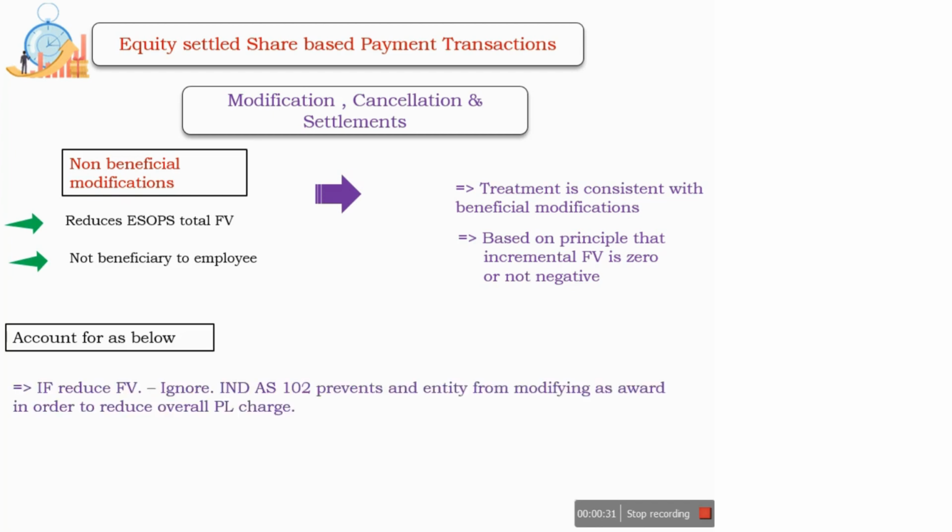If reduced fair value is there due to the modification, we need to ignore that transaction because Ind AS 102 prevents an entity from modifying an award in order to reduce the overall P&L charges. For example, if because of the modification the fair value is reduced, in that case we should not book the reduced expenses in our books of accounts. If modification reduces the number of equity shares to be granted, we need to account for it as cancellation for that grant portion.